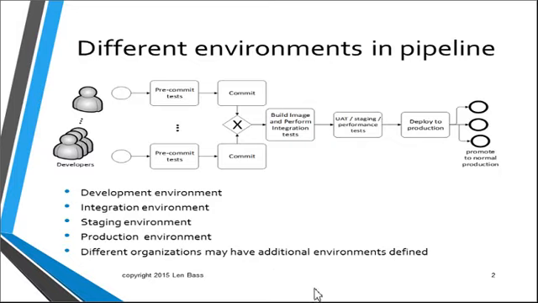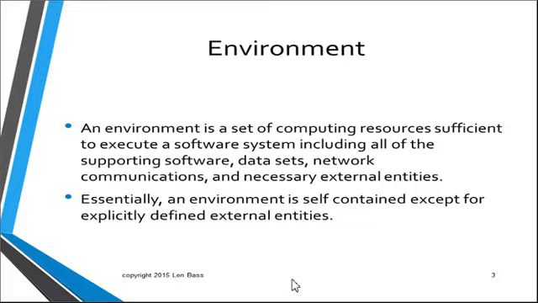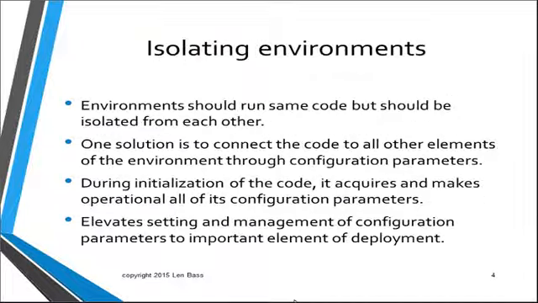Some organizations have many different environments. So what is an environment? It's a set of computing resources sufficient to execute a software system. This includes all of the supporting software, the data sets, network communication, and any necessary external entities. Essentially, an environment is self-contained, except for explicitly defined external entities. So environments should be isolated from each other. They should run the same code, so as you move the code through the pipeline, you're testing the same thing. It doesn't change.